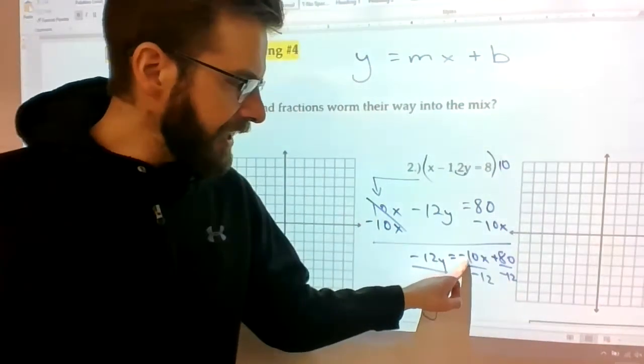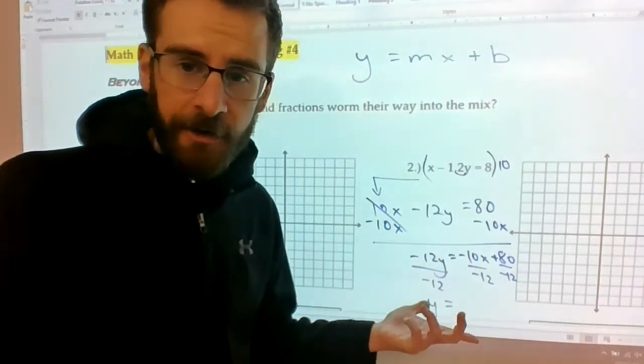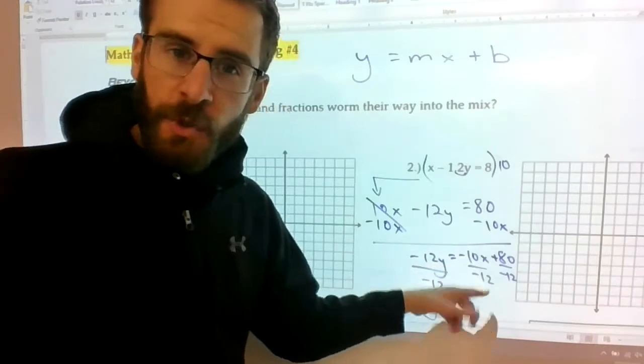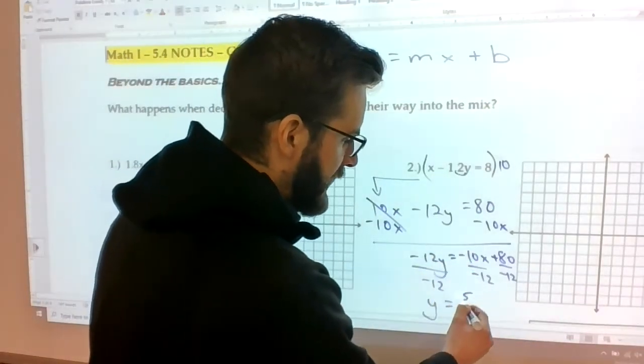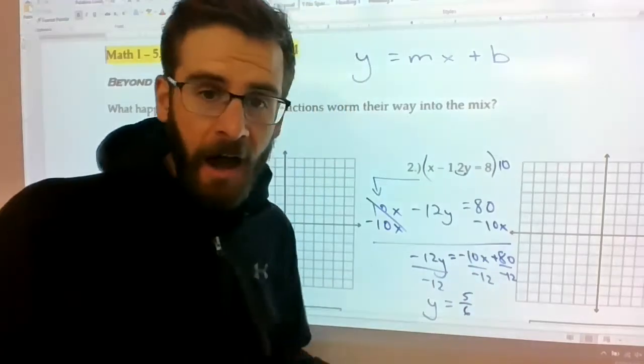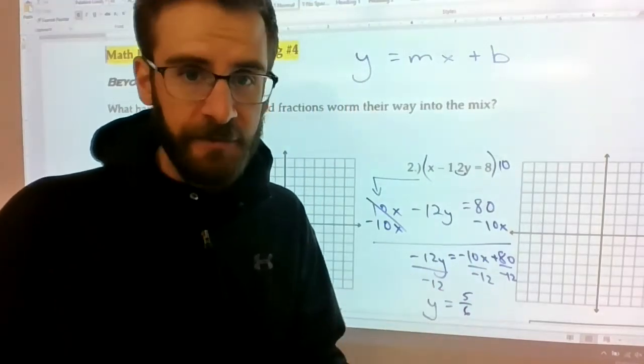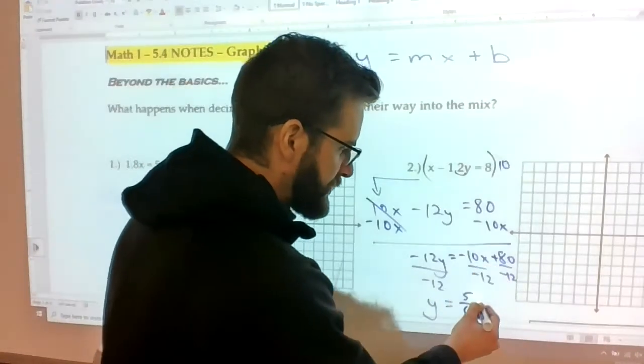Now a negative divided by a negative yields a positive value. They're both even, so I can cut them in half. Half of 10 is going to be 5. Half of 12 is 6. And again, I'm disregarding the negatives because a negative divided by a negative is a positive. The x is still there.